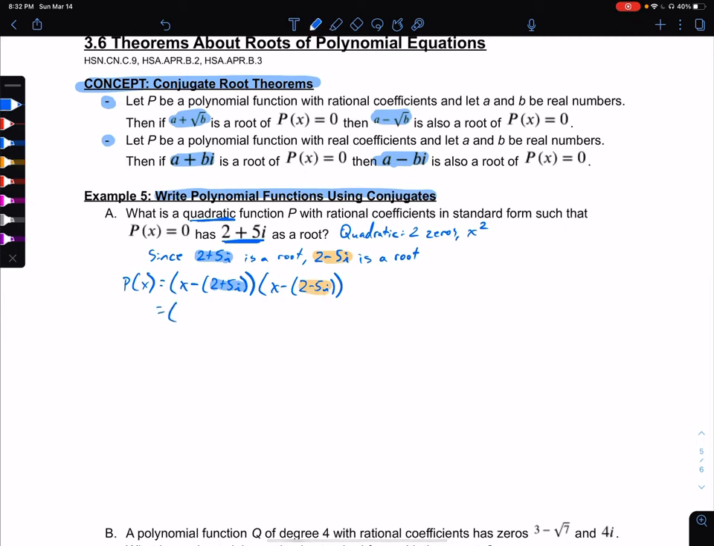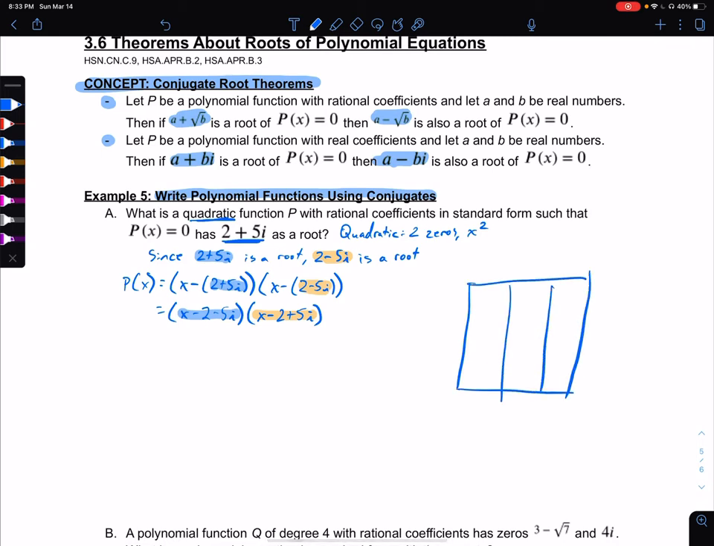Cleaning up those parentheses, I get x minus 2 minus 5i. Let's get rid of the parentheses within the parentheses, and x minus 2 plus 5i. Okay, so this is now going to simplify to that, and that would be there. I now need to distribute or multiply these. There is the possibility that you could use the difference of squares, but a lot of times that can get kind of confusing. We kind of forget that we could potentially use it. So I'm just going to distribute and multiply everything out.